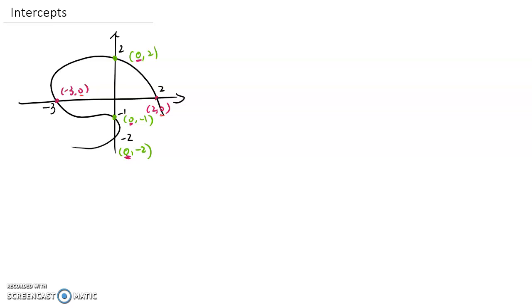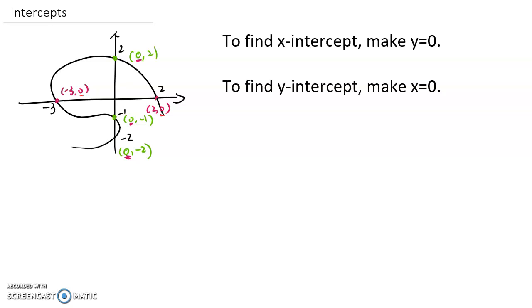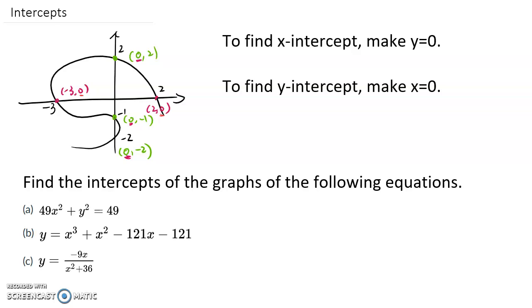Okay, so this leads to a general rule to find X and Y-intercepts. To find the X-intercept, you need to make the Y in the equation equal to 0. And to find the Y-intercept, you need to make X equal to 0. Let's look at some examples here.